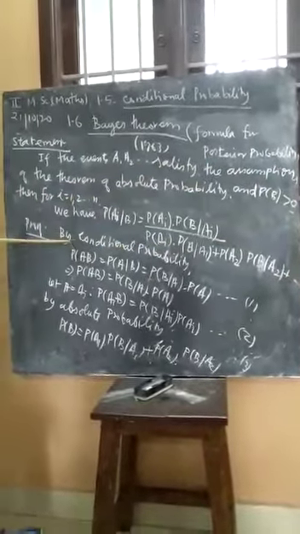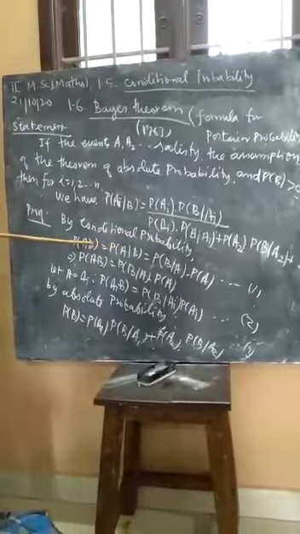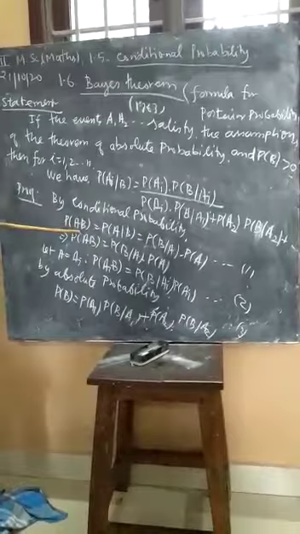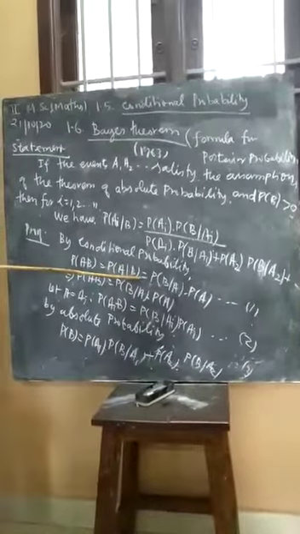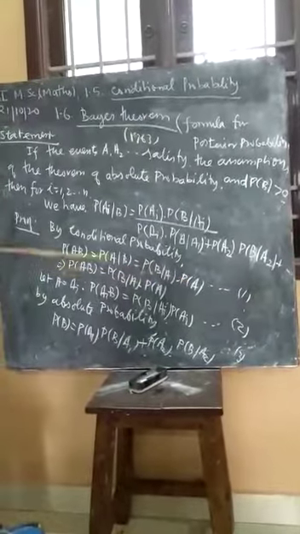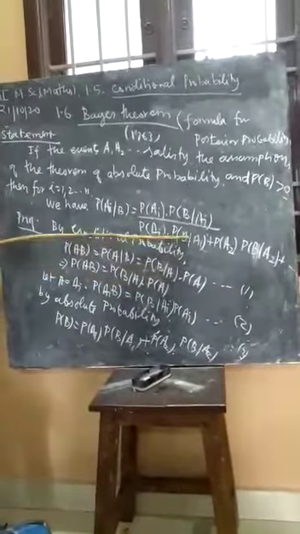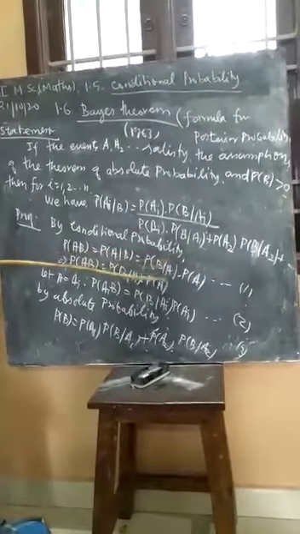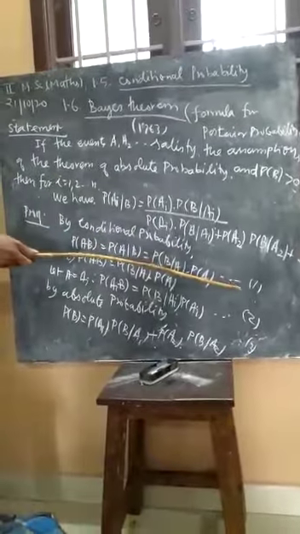First we have to define using the conditional probability for 2 events. By this definition, probability of A intersection B equals probability of A given B into P of B, which is equal to probability of B given A into P of A. So this is defined only for 2 events using the definition of conditional probability. Let it be the first equation.